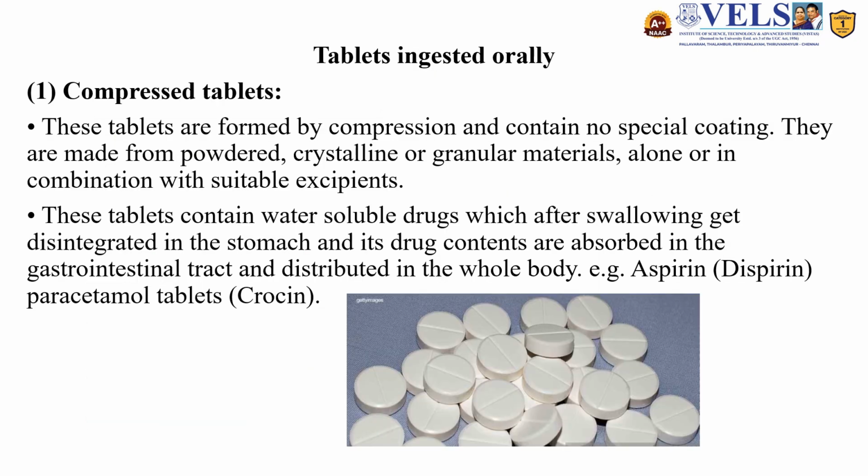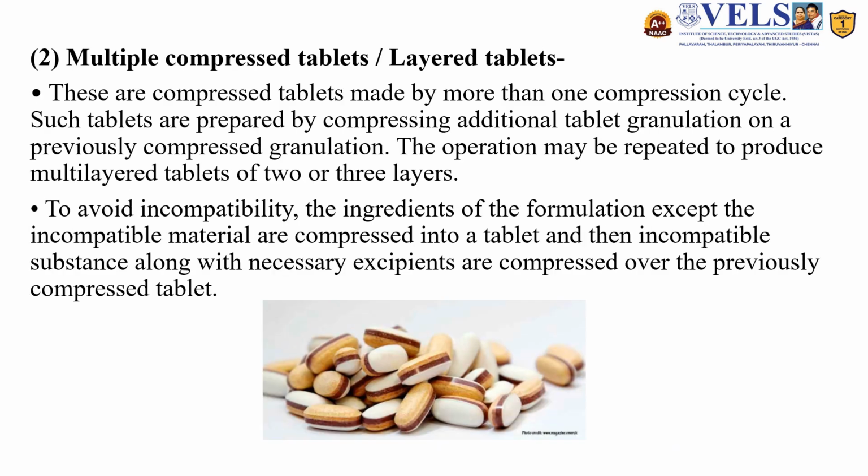First, tablets ingested orally, or compressed tablets. These tablets are formed by compression and contain no special coating. They are made from powdered, crystalline, or granular material alone or in combination with suitable excipients. These tablets contain water-soluble drug which, after swallowing, disintegrates in the stomach, and its drug content is absorbed in the gastrointestinal tract and distributed in the whole body. Examples are aspirin and paracetamol tablets.